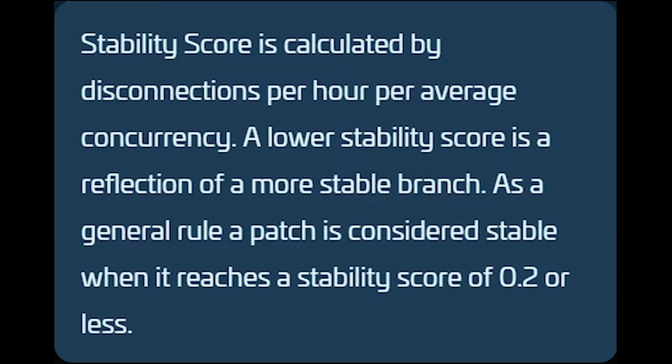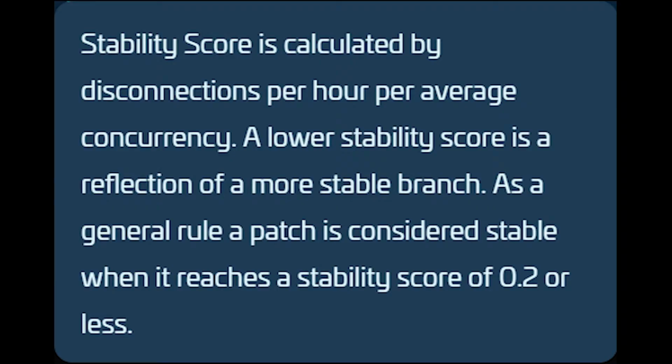So in other words, if you have a small amount of disconnections and a large amount of people online, you're going to have a lower stability score. If you have the same amount of people online at the same time and you get more disconnections per hour, that stability score is going to be going up. If you have the same amount of people being disconnected per hour, but you have a whole ton more playing at the same time, that's going to be a better stability score, which is going to be lower. Does that kind of make sense?